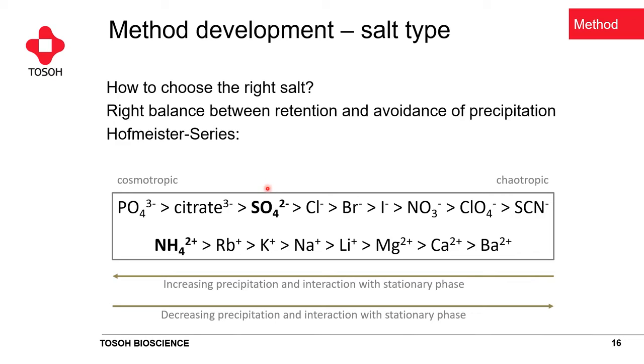So what you can do in order to have a better binding to the stationary phase and increased retention is to go to more kosmotropic salts, for instance changing from ammonium sulfate to ammonium citrate. On the other hand, if you have the problem of molecules sticking to your column or a low recovery, you may rather want to go to chaotropic salts, such as changing from sodium sulfate to sodium chloride, for instance.